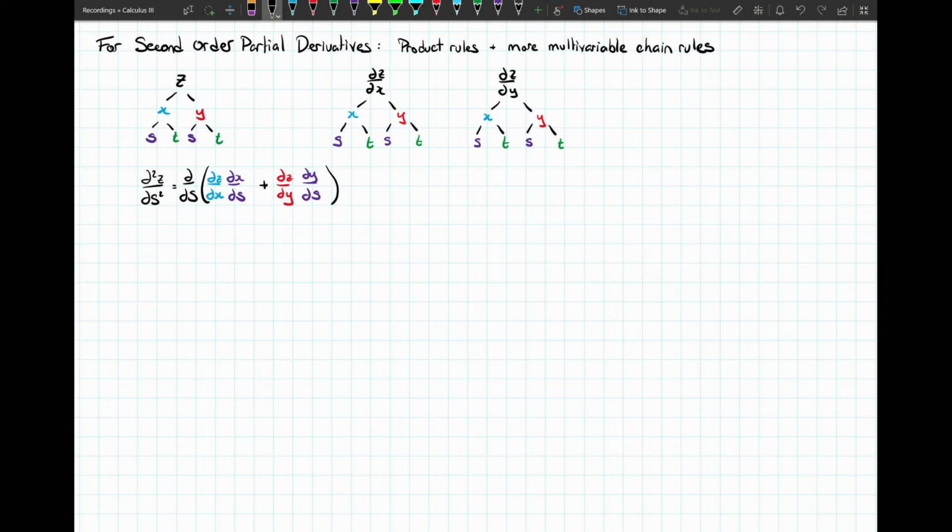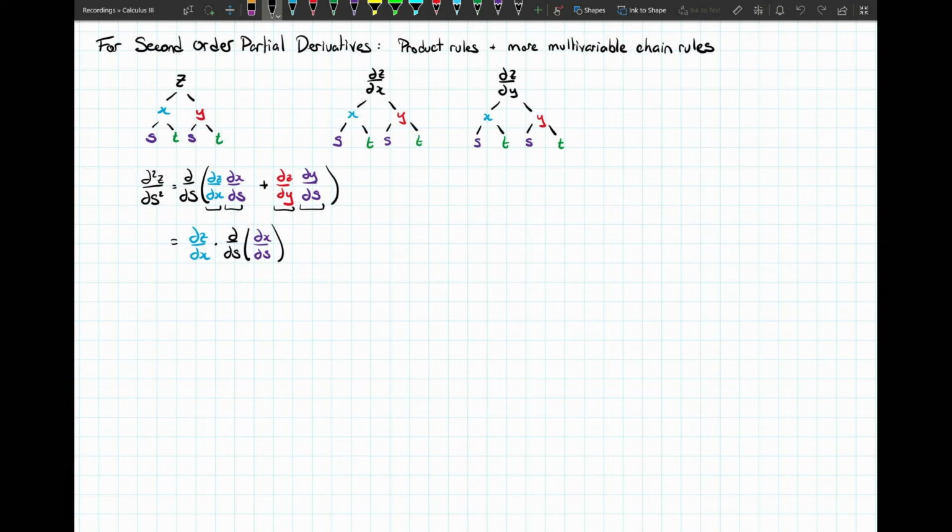Not only that, but you can see we also have a product rule twice in a row here. We're going to have to take a look at applying the product rule as well as this multivariable chain rule. So let's start off with this first product rule, taking the derivative of del z by del x times del x by del s, all with respect to s. We'll start by leaving del z by del x alone, and then taking the derivative of del x by del s with respect to s again.